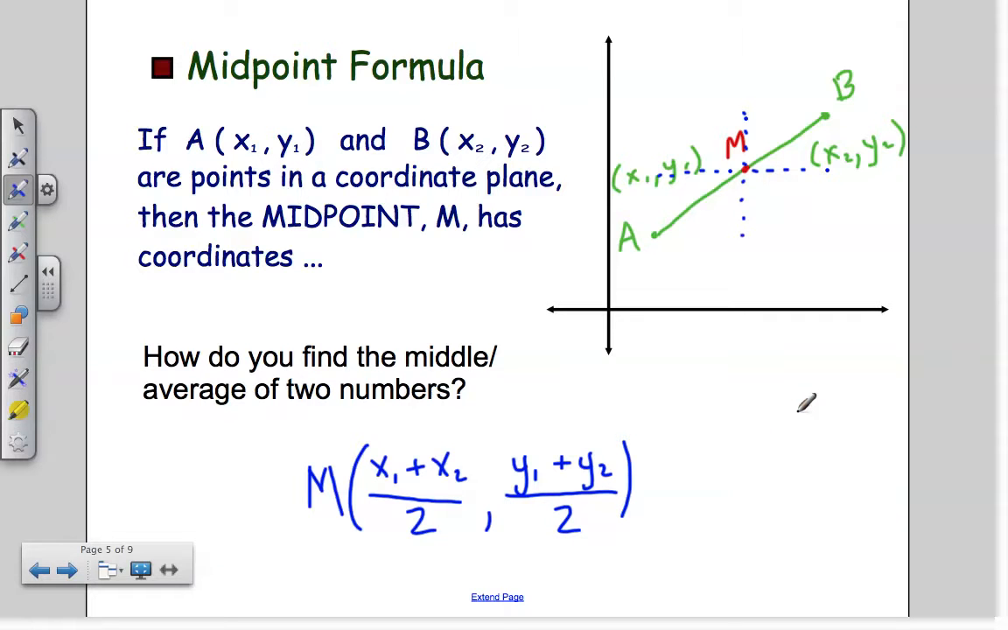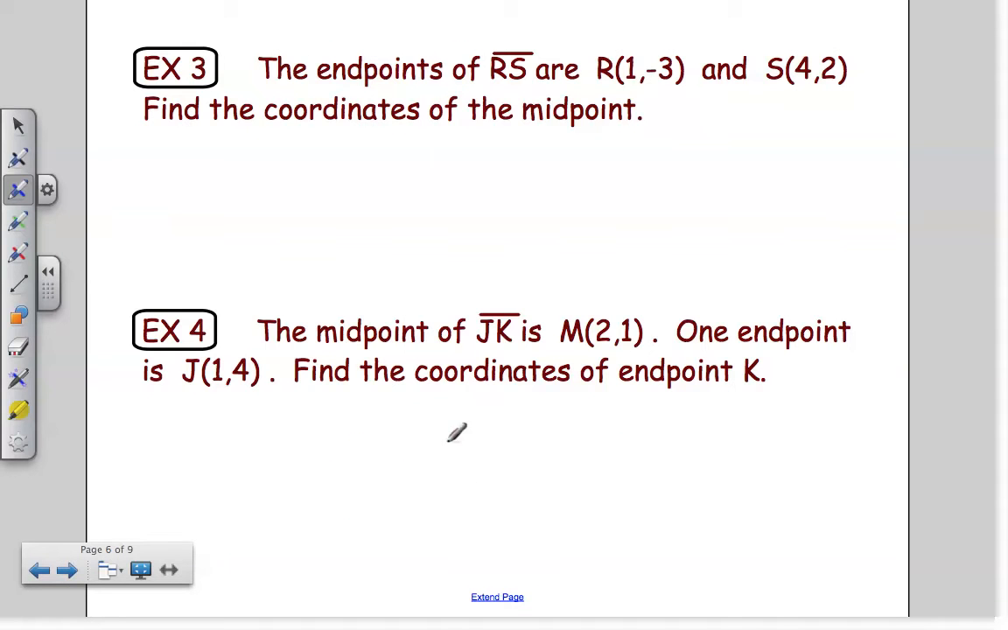You add x's, divide by 2. That'll give you the middle of the left and right movement. You add the y's, divide by 2. That'll give you the middle of the up and down movement, and you've got your midpoint. So let's try this out on an example.